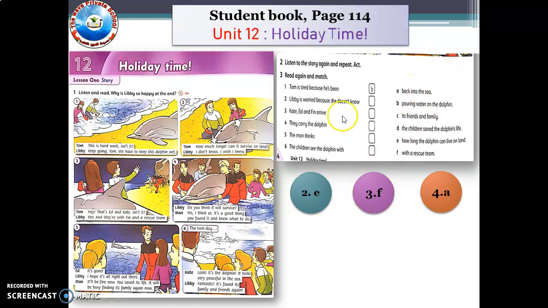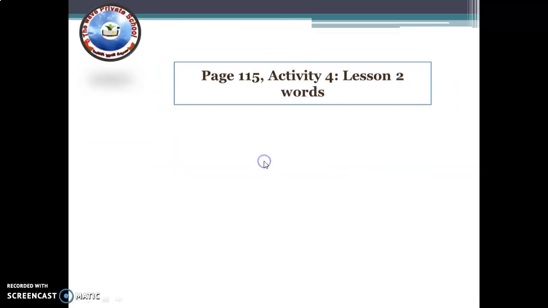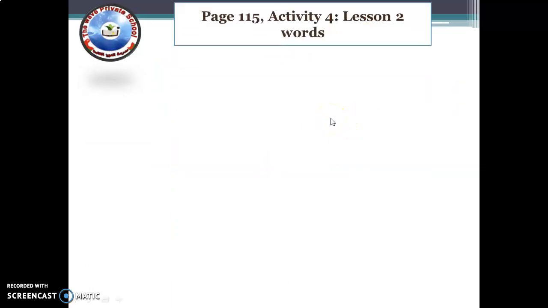Back into the sea. And then in number 5, the man thinks, maybe you're right, the answer is D. The children saved the dolphin's life. Okay, number 6. The children see the dolphin with, yes, the answer is C. With its friends and family. Now let's proceed to the next page. We will do activity 4.